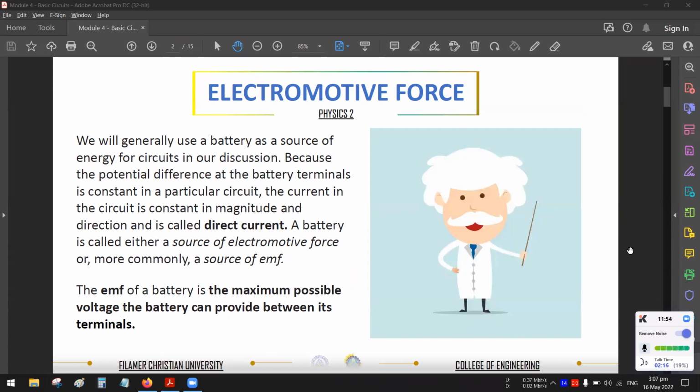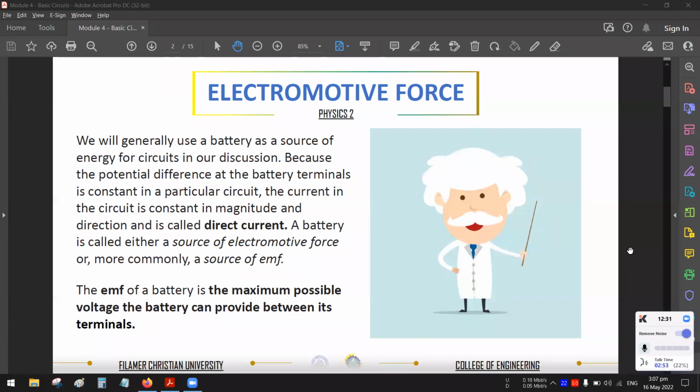We will generally use a battery as a source of energy for circuits in our discussion, because the potential difference at the battery terminals is constant in a particular circuit. So the current in the circuit is constant in magnitude and direction. Therefore, this is what we call the direct current. A battery is called either a source of electromotive force or, more commonly, a source of EMF.